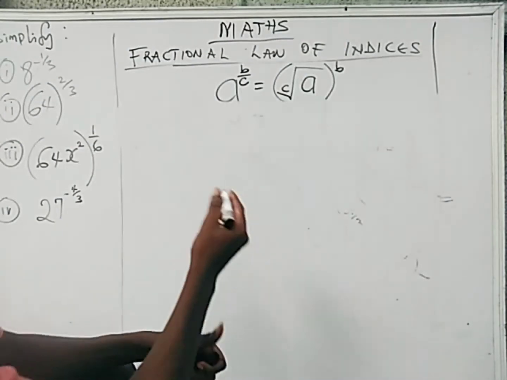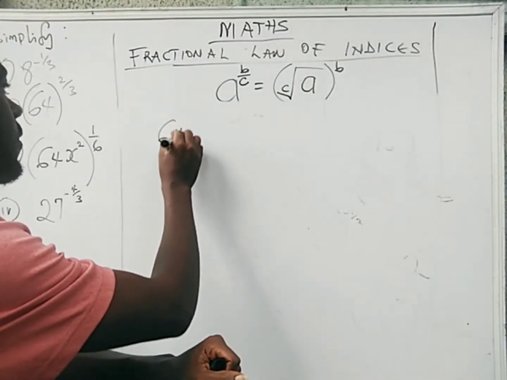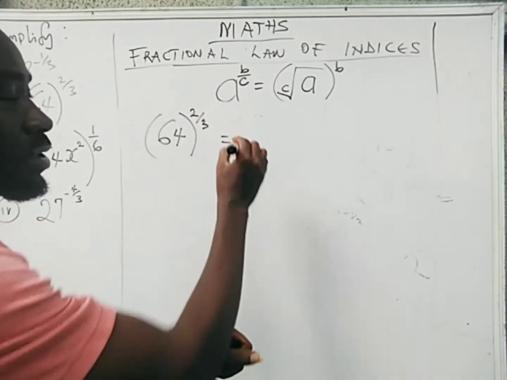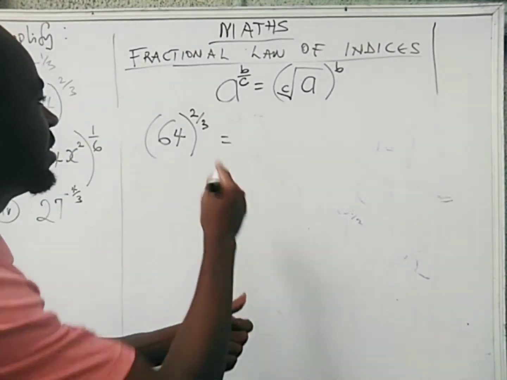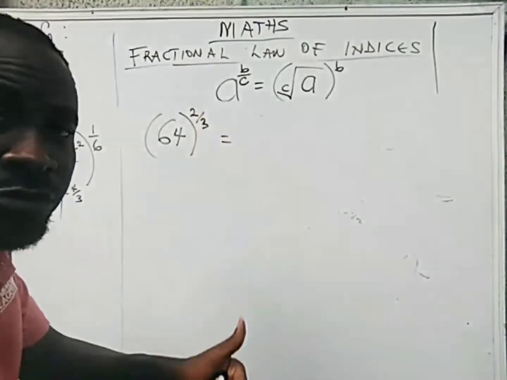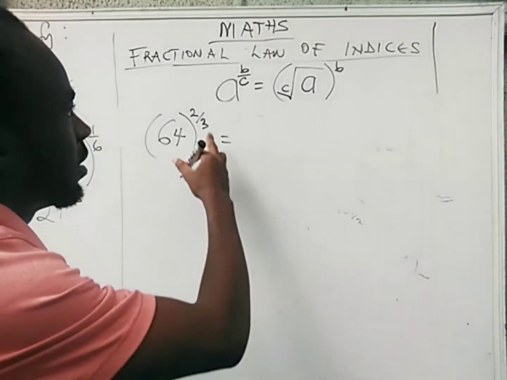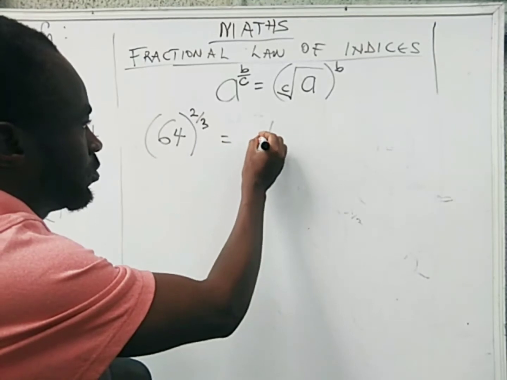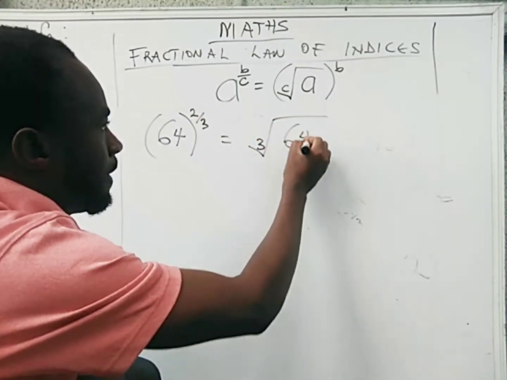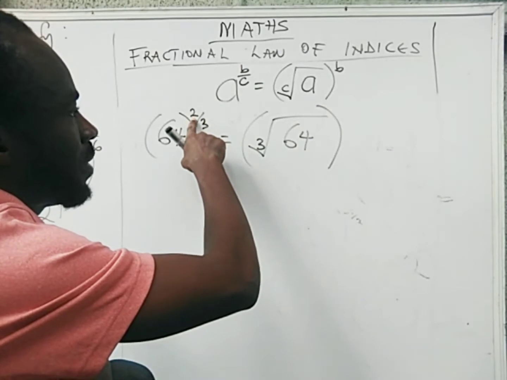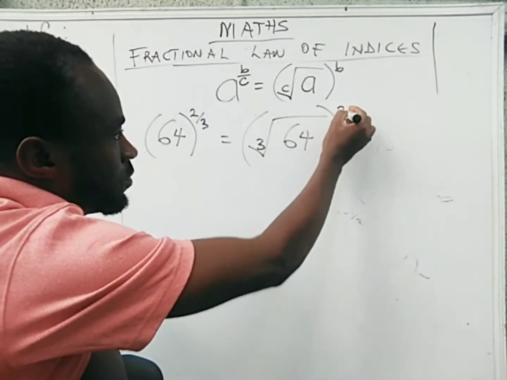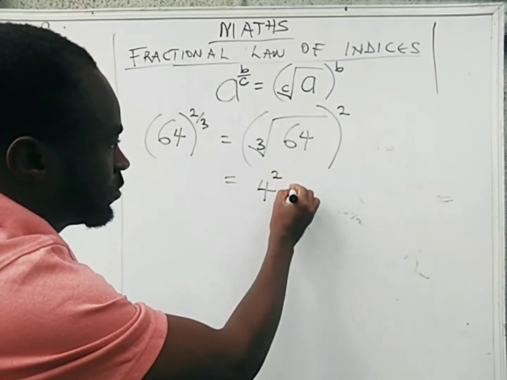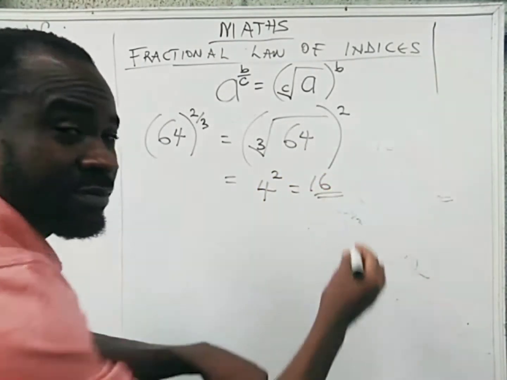The second problem says 64 raised to the power of 2 over 3. Now, if I'm to simplify this, let me write this 3 properly. If I'm to simplify this using my fractional law, my denominator is 3, so this gives me the cube root of 64 raised to the power of my numerator, which is 2. The cube root of 64 is 4, as power of 2. My answer is 16.